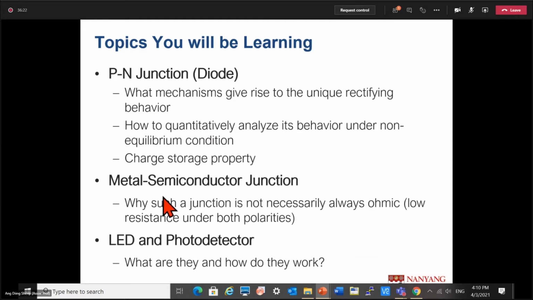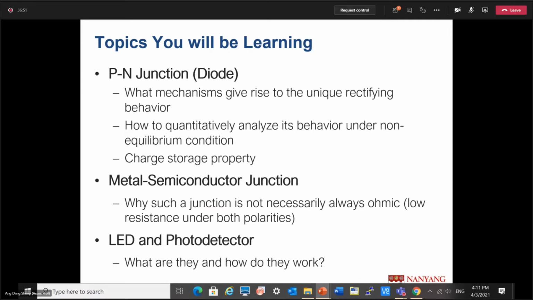Now, after that, we are going to look at another diode, which essentially is made out of a metal and a semiconductor. The PN junction diode that we are going to cover first is entirely made up of a semiconductor. It is also interesting to know that you can also have a diode form if you put a metal on a semiconductor.